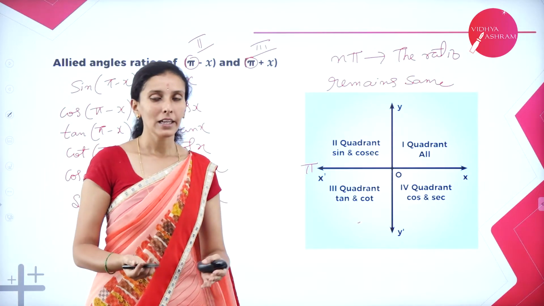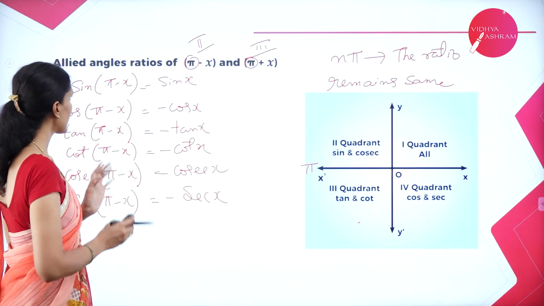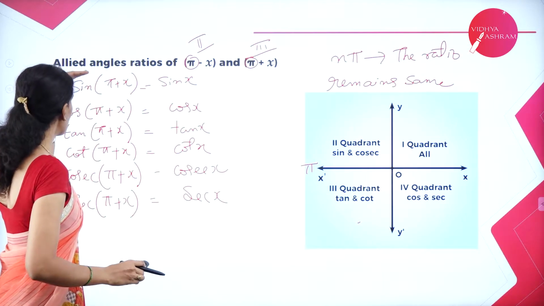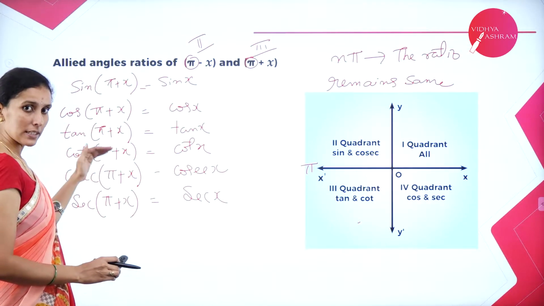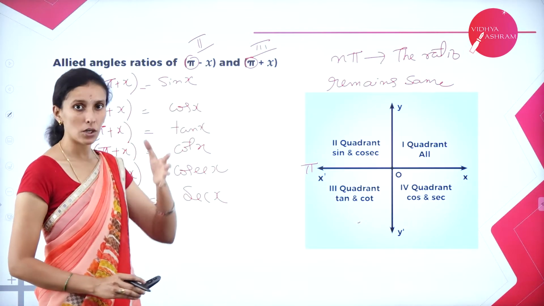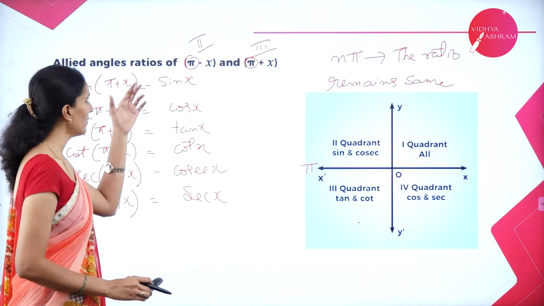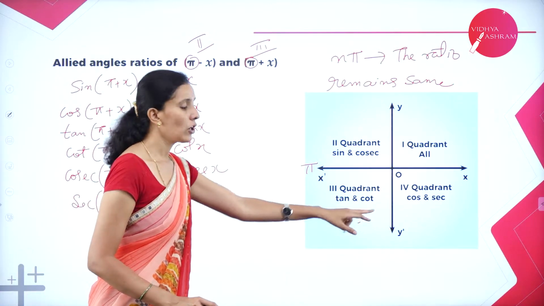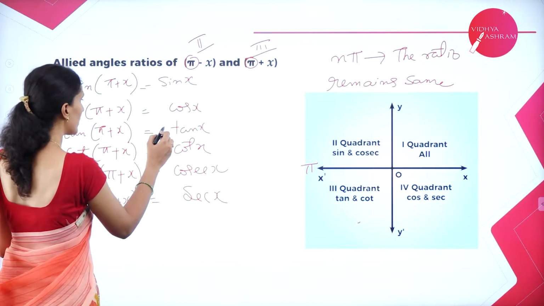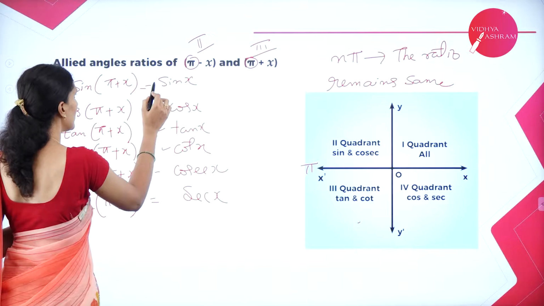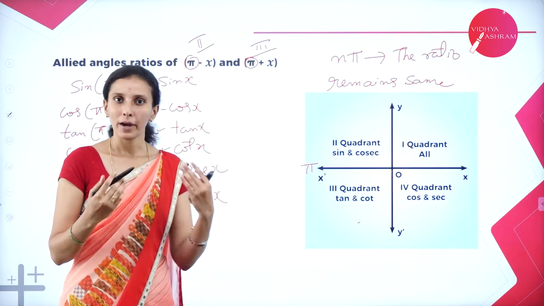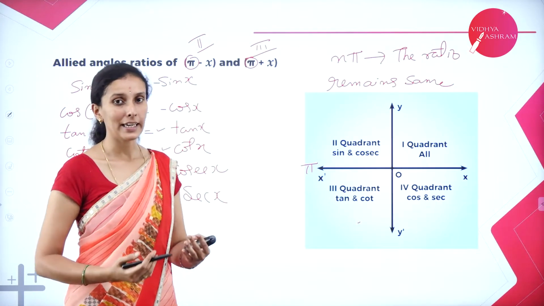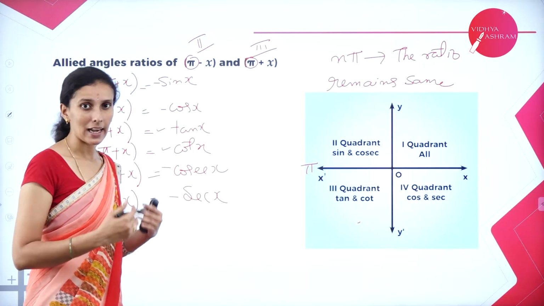Similarly, we can write for plus x here. Next, I have written sin pi plus x, cos pi plus x, tan pi plus x. Pi plus x means it comes in the third quadrant. So in the third quadrant, the values of tan and cot are positive. So except tan and cot, all others are negative. So you will get the answers in terms of minus cosecant theta, minus secant theta, minus sin theta, like that.